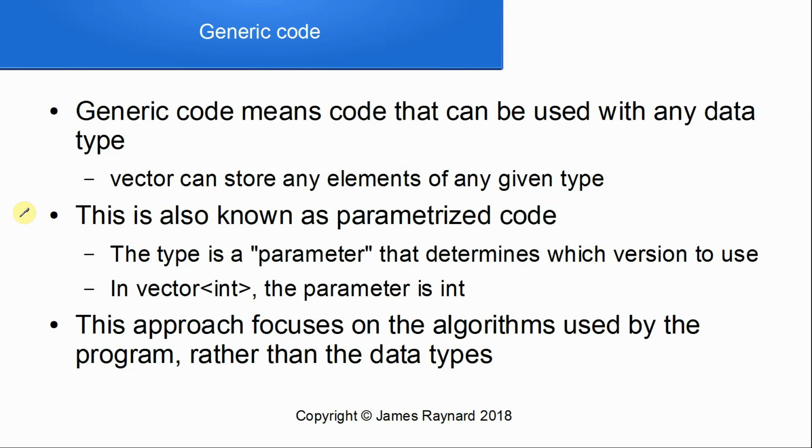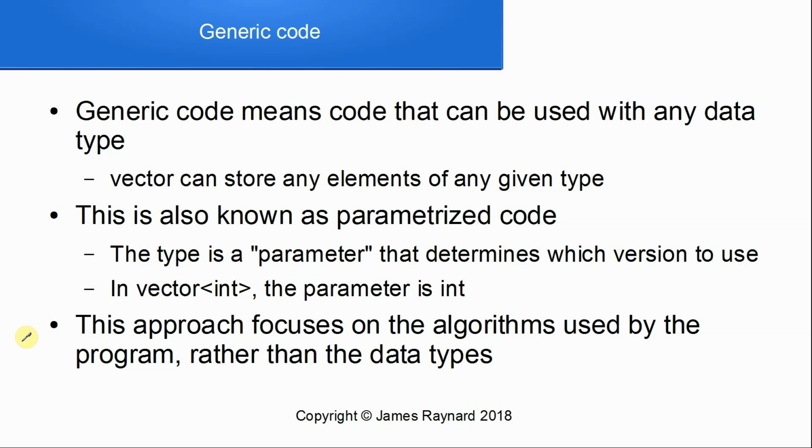This is also known as parameterized code. So the type is a parameter that determines which version of the code gets used. In vector<int>, the parameter is int. So this means we use a version of vector which can work with int. But the actual vector part of the code is all the same. It's just the part that deals with the elements that's different.